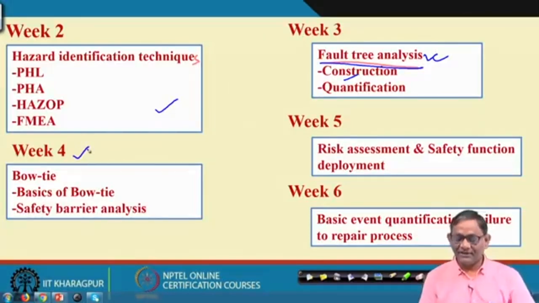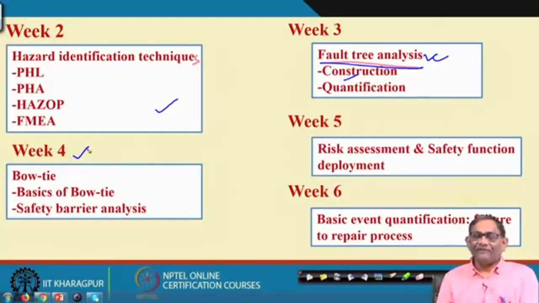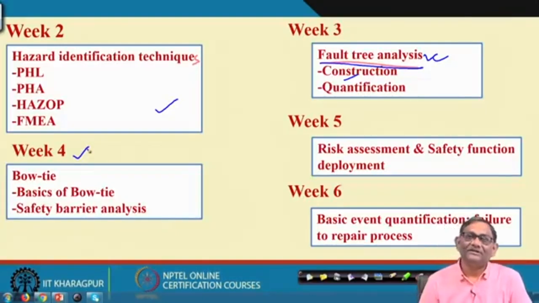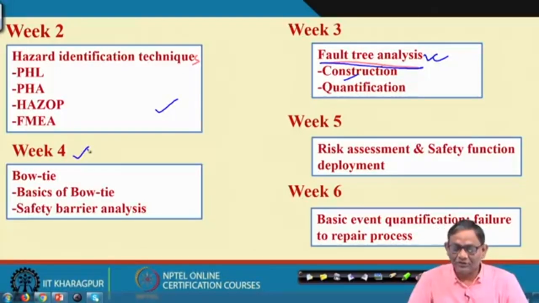Unless the fault tree is constructed properly, you will not know why the top event is occurring, what are the different issues involved there, and those things are discussed in the cut set principle. Through that, the cut set links the basic event with the top event in such a manner that in a minimal cut set all the basic events must occur for the top event to occur. And then the quantification of the fault tree, provided the basic event probabilities are known, was also discussed in week 3.